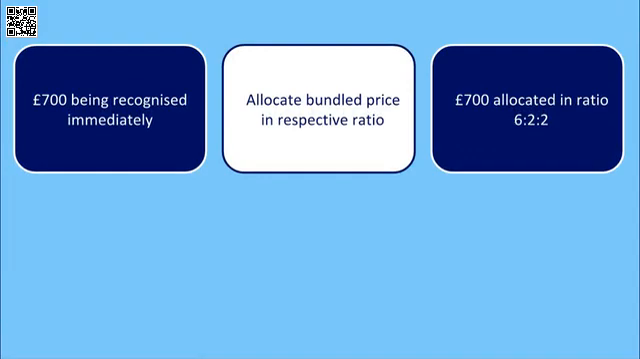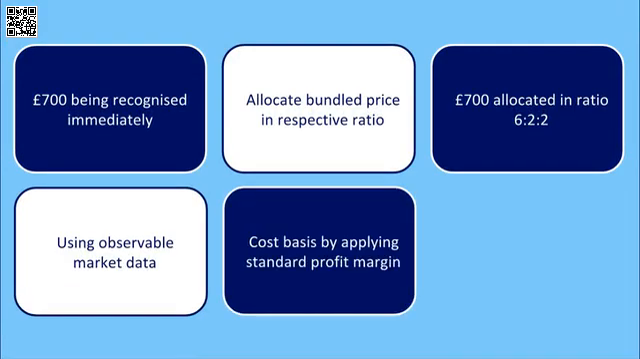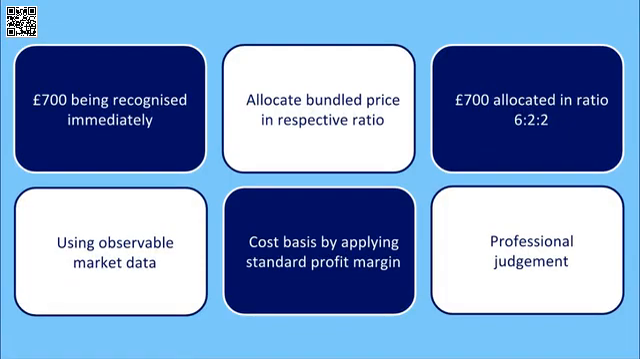If the components are not normally sold separately, then the entity could use other observable market data, such as a competitor's normal standalone selling prices. If the observable data is not considered to be comparative to the entity's product, then it could use a cost basis by applying a standard profit margin to the cost of each of the components within the bundled package. An entity will have to consider how it is to perform this allocation and apply professional judgment in doing so.